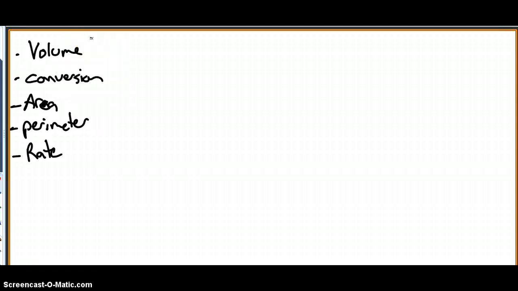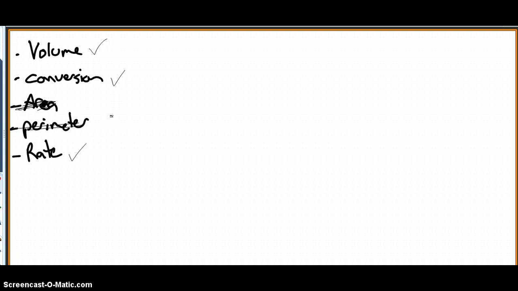Okay, I would have read the question, and I have before I made this recording, and I would know enough about the question to know that area in this case is not going to work, and perimeter is not going to work. However, I could show a volume, I could show a conversion, and I could definitely talk about and show that I know how to use a rate.